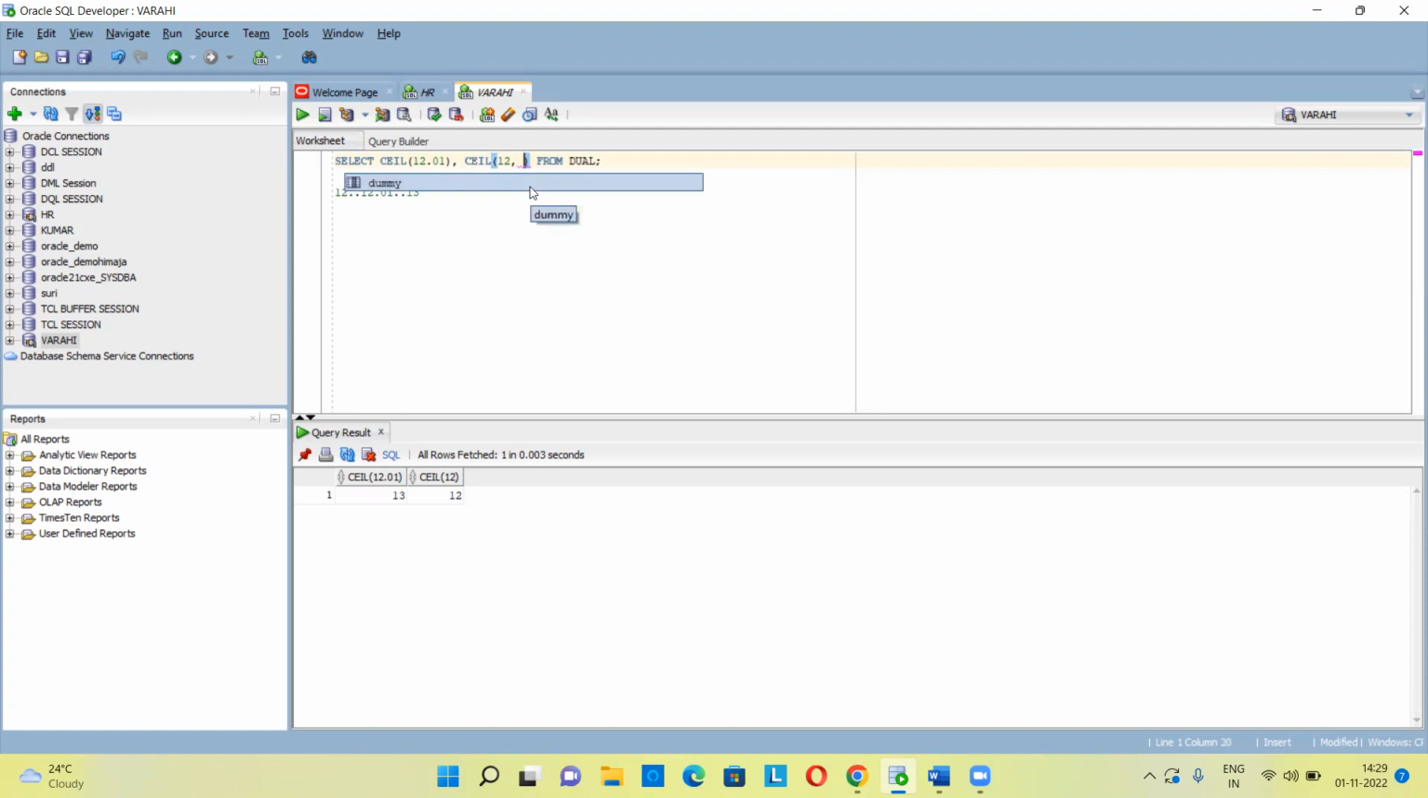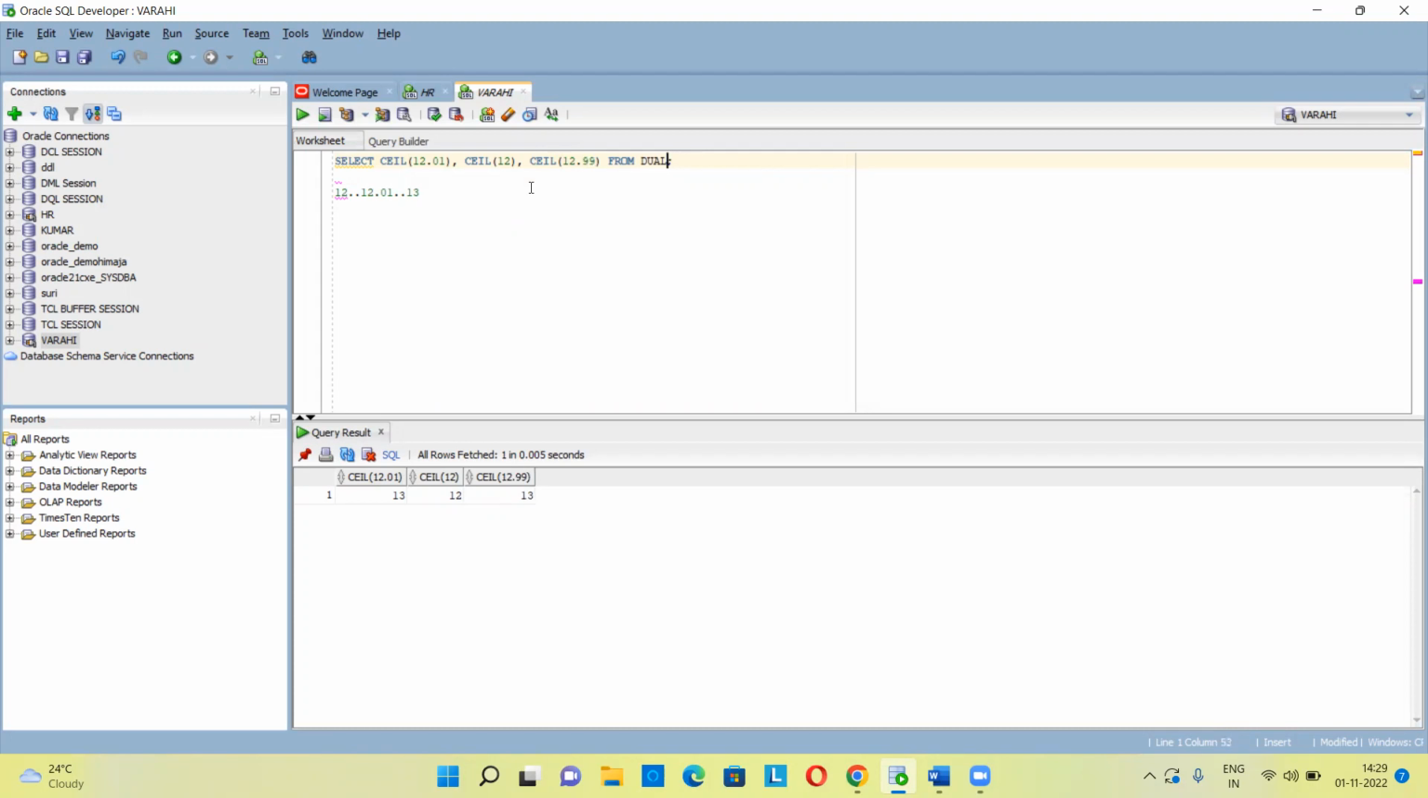Now let's try with one more example. Ceil of 12.99. So what will be the output? After 12.99, what will come immediately? The rounded value, of course, 13. So the output will be 13 again. Okay, so this is about ceil.